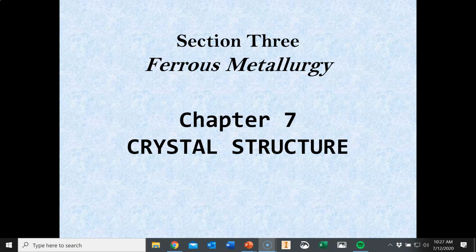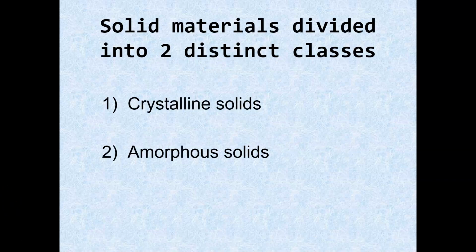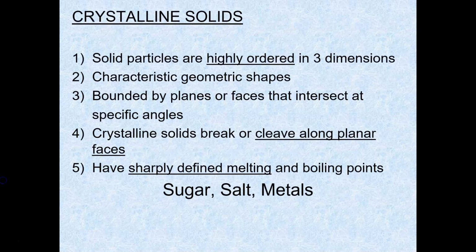Okay, section 3, chapter 7, crystal structure. Today we're going to talk about the structure of materials and, of course, specifically metals. So solid materials are divided into two distinct classes, crystalline solids and amorphous solids, and we're going to talk in depth about each one of these.